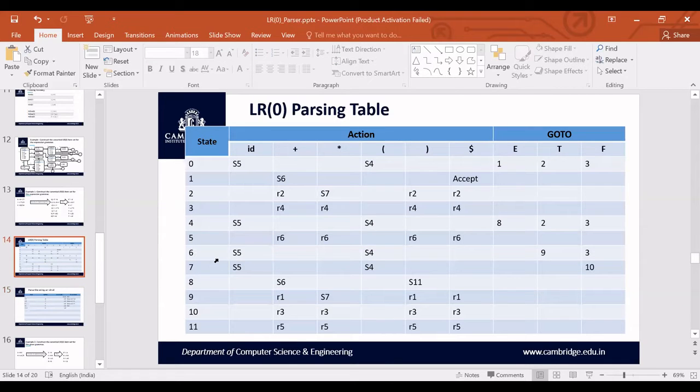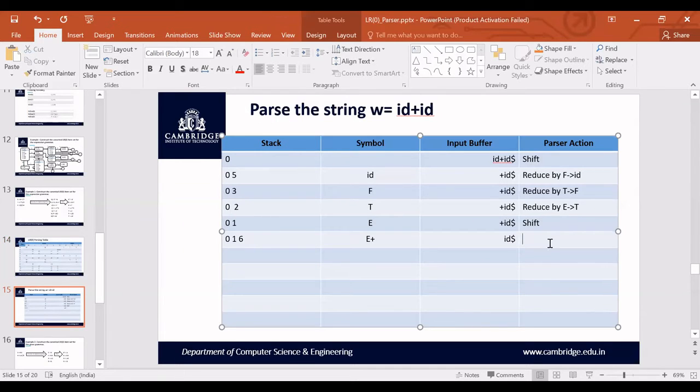6 on ID is S5. That is a shift operation. When you have to take a transition of the state with the symbol here, only when it is a reduction step. When it is a shift operation, then you have to take a transition with the state on the stack top with the symbol in the input buffer. Remember this. Okay. So 6 on ID is what?